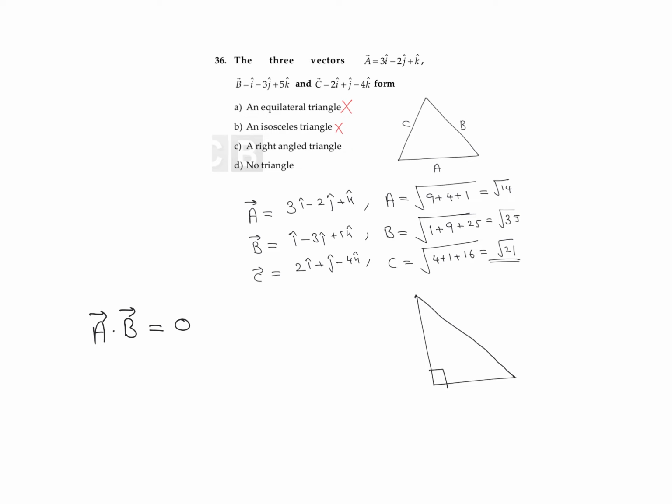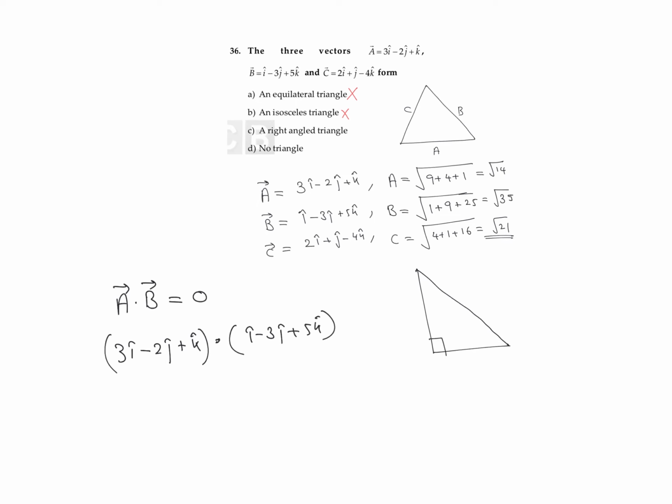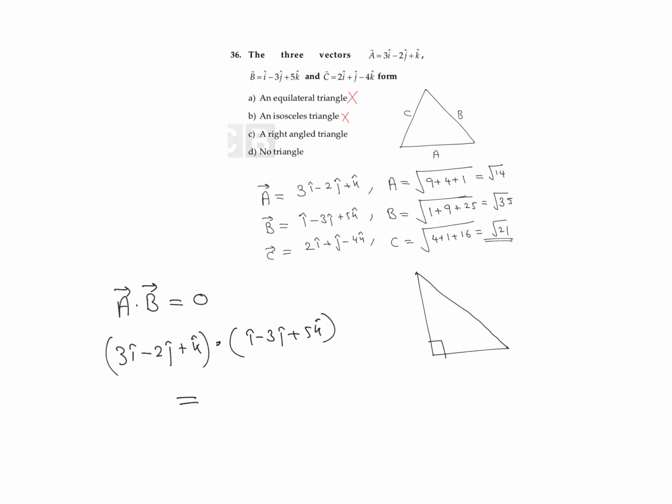Let's check it. That is 3 i cap minus 2 j cap plus k cap, dot product of this with i cap minus 3 j cap plus 5 k cap. If we find the dot product of this, what we are going to get is 3, plus 6, and 1 into 5, that is plus 5. So we will not get 0, we are going to get something like 14.